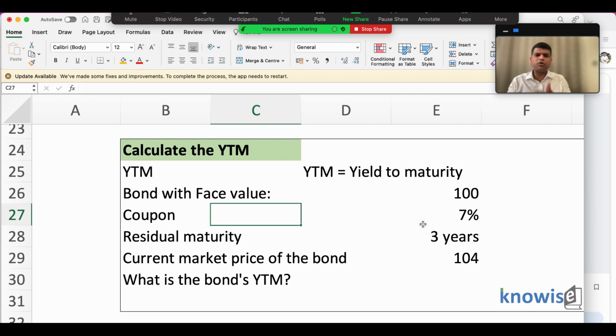Now, what should be the bond's YTM? Even without solving, can you take a guess what could be the approximate YTM of this particular bond? We'll go back to the thumb rule. What has happened? The market price of the bond has gone up. That means 100 rupees the face value, but it is trading at 104. The prices have gone up. If the prices have gone up, what should happen to the yield? We all know the interest rate and the price move in opposite directions. So that means technically the interest rate should have gone down. When we say interest rates have gone down, compared to what? Compared to coupon. The answer should be slightly less than 7%. That is what YTM is, right?